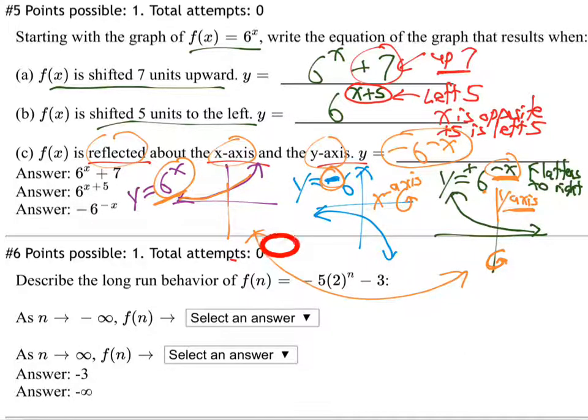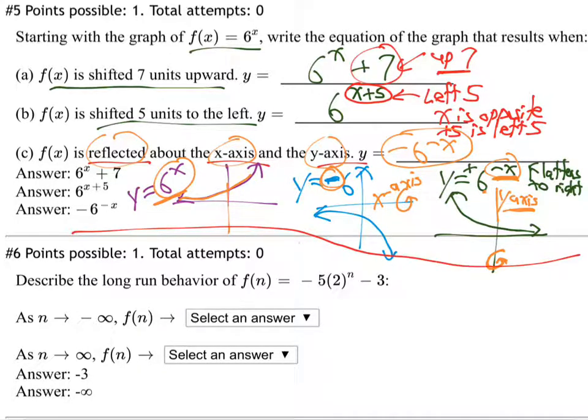Let's try number 6. Do we have room? Yeah, we can do number 6 down here. All right, let me get these guys out of the way. Okay, so what's up with number 6? Describe the long-run behavior of this graph. So as n goes to negative infinity, what's going to happen?